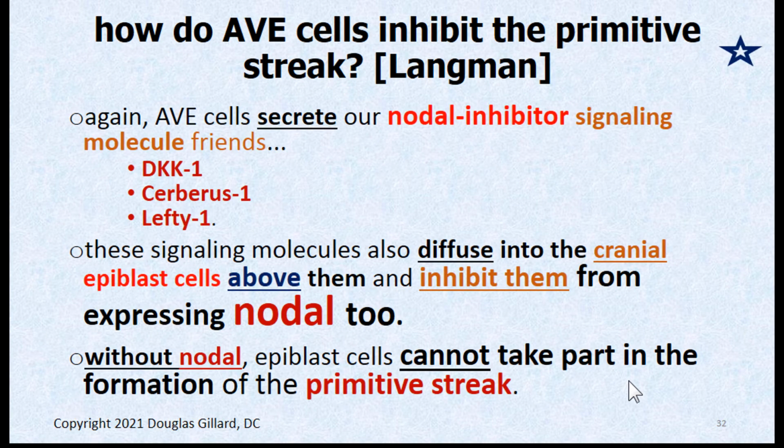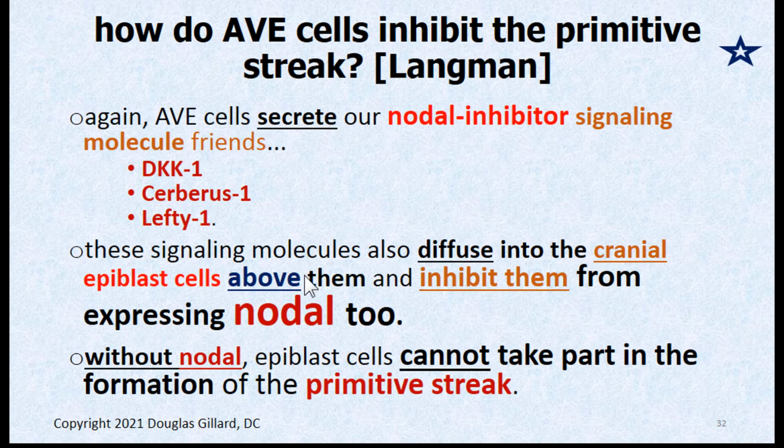So how do the AVE cells inhibit the primitive streak? Pretty easy, actually. Remember DDK1, Cerebrus 1, and Lefty 1, the nodal turner-offers? They secrete those three, and they float up and soak into the cells above them, and they turn off nodal. And so without nodal on, you can't form the primitive streak. It's really as simple as that. So no nodal, no primitive streak, and that forces the primitive streak to start down toward the tail, down caudally, where it's supposed to.